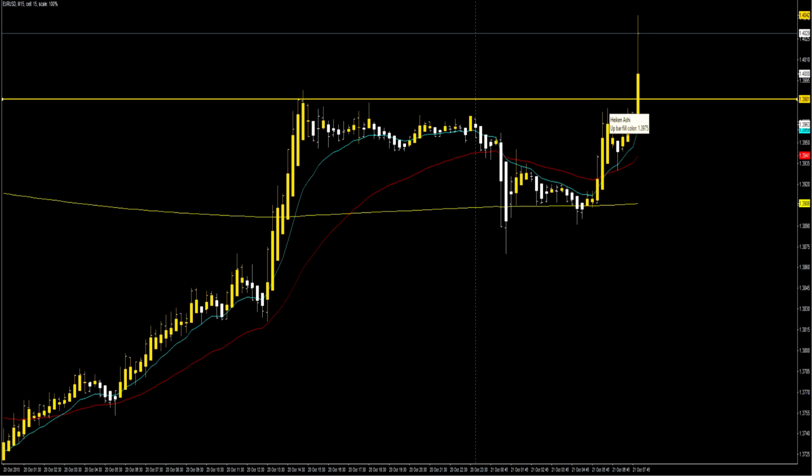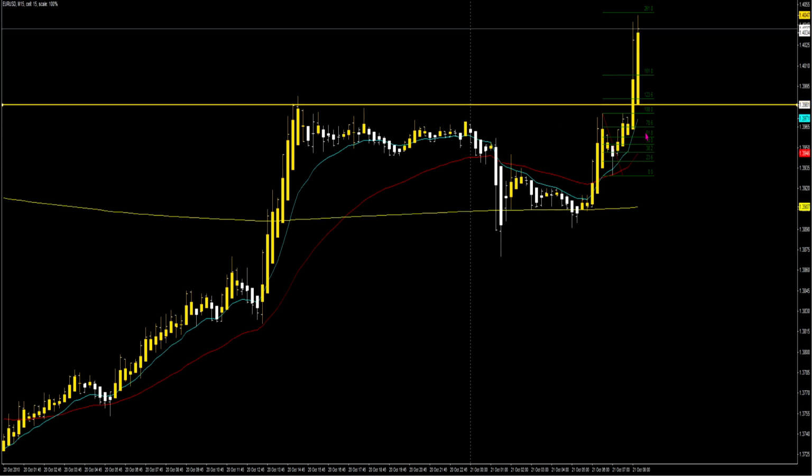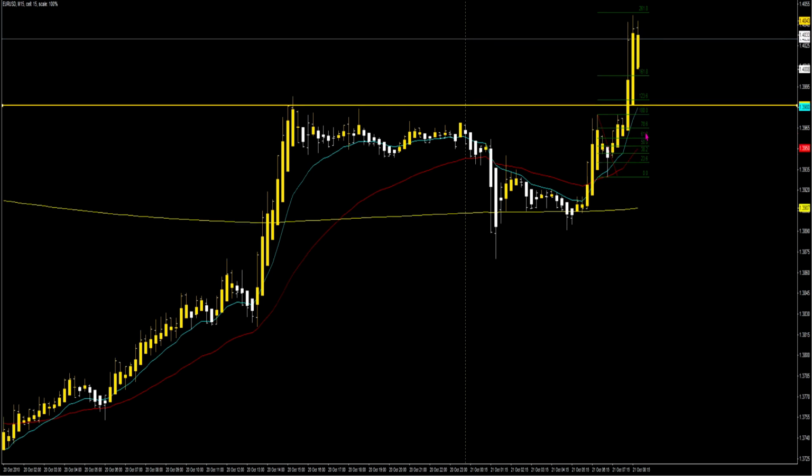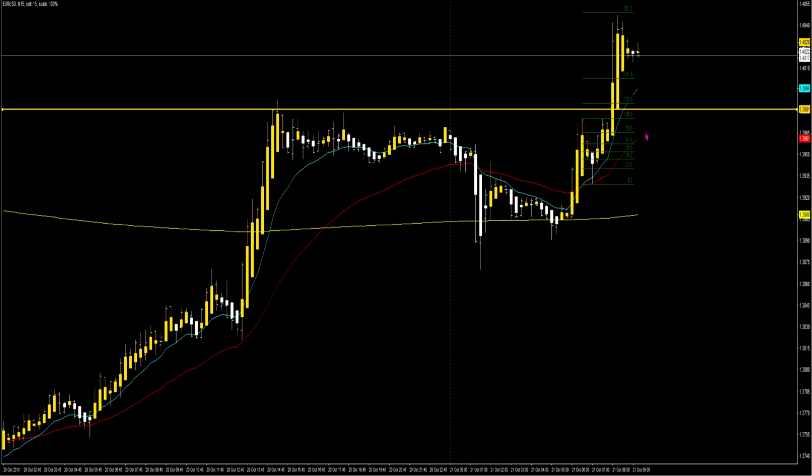So this is the highest point. It comes down, and then unfortunately price closed already on the 161.8. So our 161.8 setup is no longer a valid one. Let's keep on and follow price as we are still in the zone.